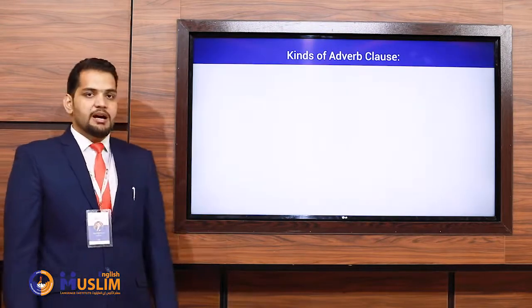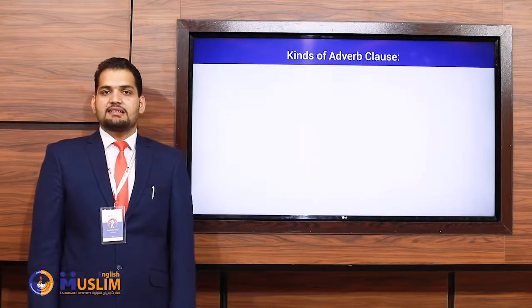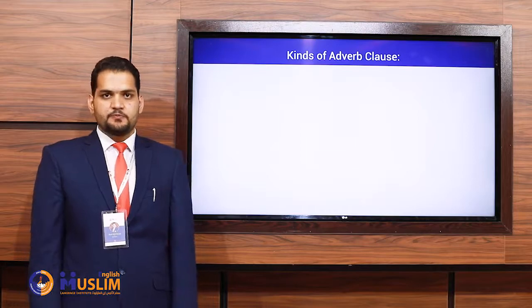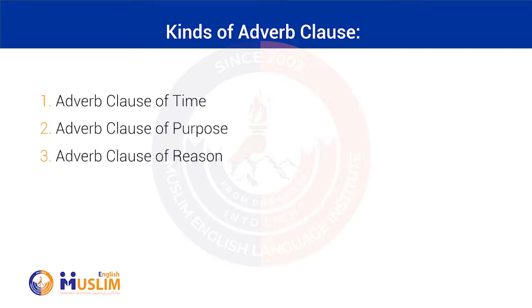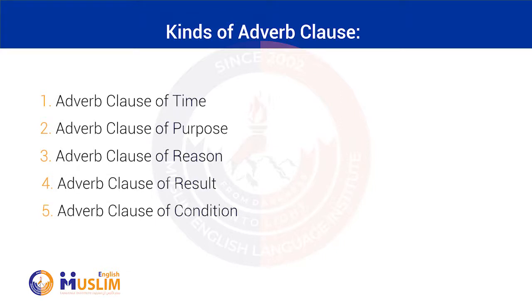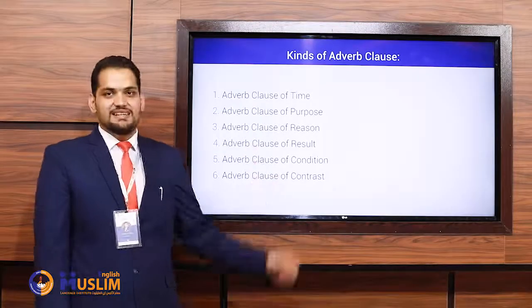Now, let's talk about the kinds of an adverb clause. An adverb clause has 6 basic types. Number 1, adverb clause of time. 2, adverb clause of purpose. 3, adverb clause of reason. 4, adverb clause of result. 5, adverb clause of condition. Number 6, adverb clause of contrast. In our upcoming sessions, we're going to talk about all of them in details.